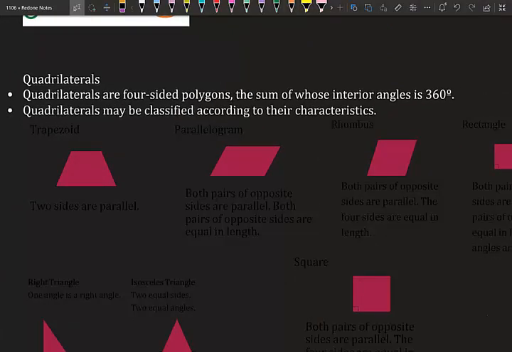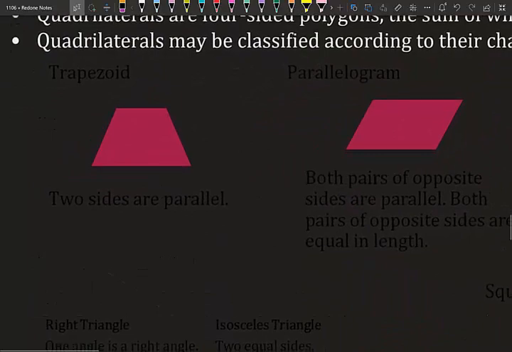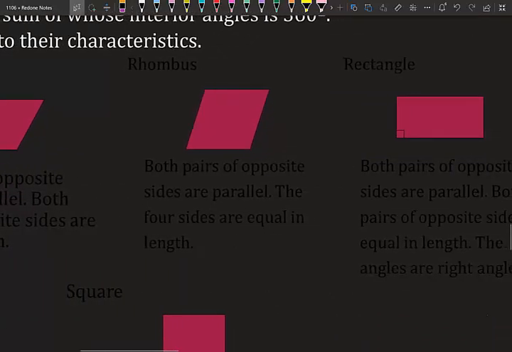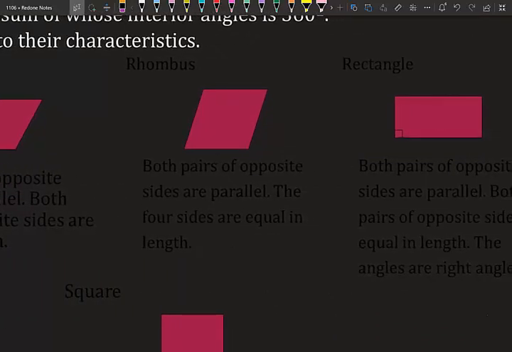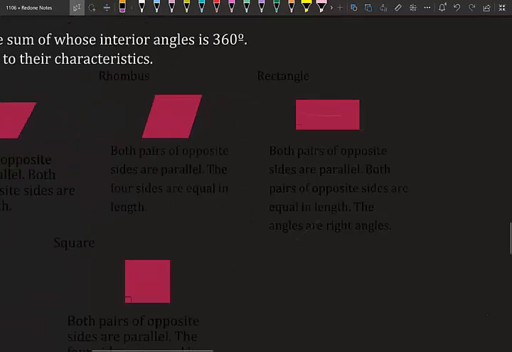Quadrilaterals are four-sided polygons, the sum of whose interior angles is 360 degrees. Quadrilaterals can be classified according to their characteristics. So you have a trapezoid, where two sides are parallel. A parallelogram, where opposite sides are parallel and the same length. A rhombus, that's just a diamond. It's a parallelogram that's square. A rectangle, where opposite sides are parallel, opposite angles, and all angles are the same.